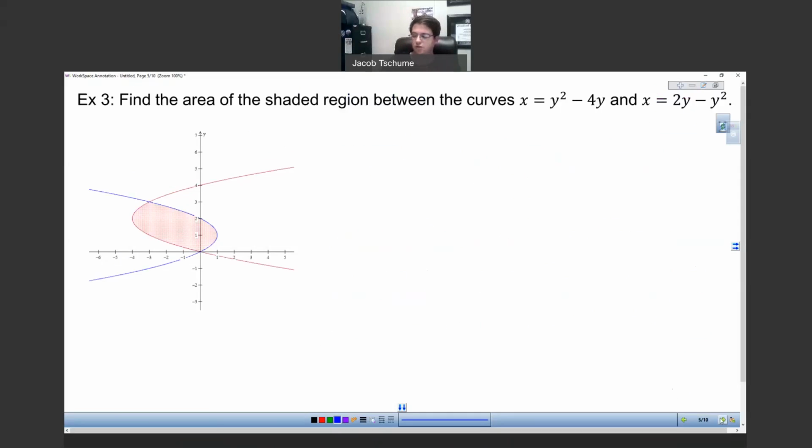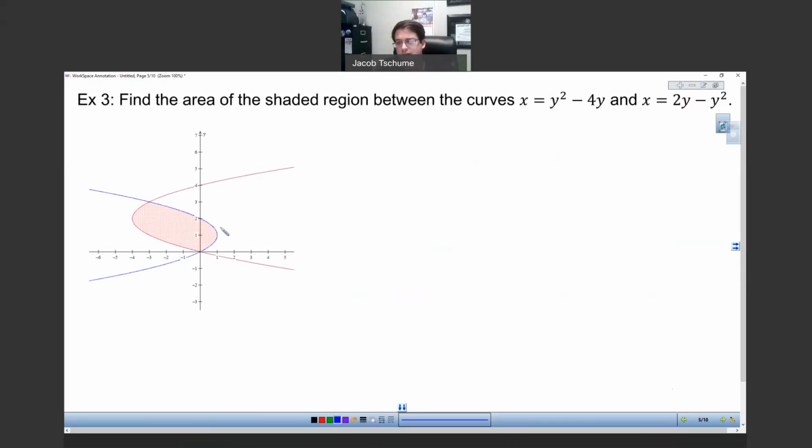All right, so now let's do a couple where you have to do this in terms of y. So we're not going to do top minus bottom anymore. So example number 3, find the area of the shaded region between the curves x equals y squared minus 4y and x equals 2y minus y squared. All right, so both of these are already written in the form of x equals a function of y. So you just need to make sure that you label them correctly.